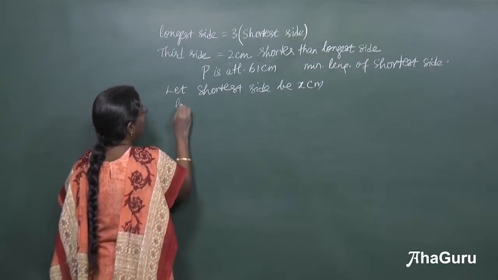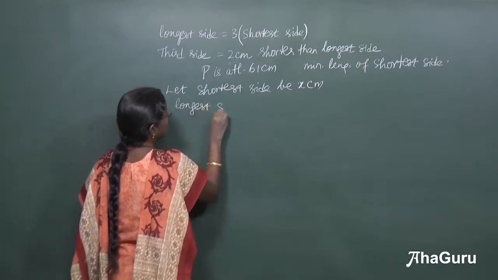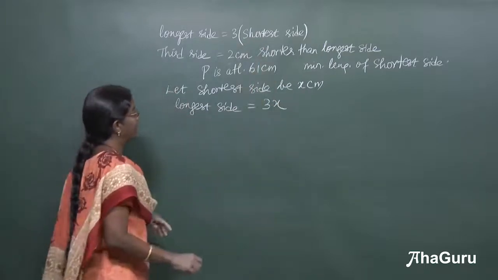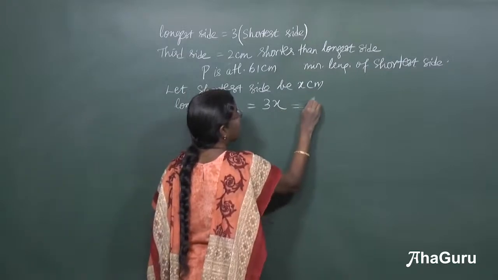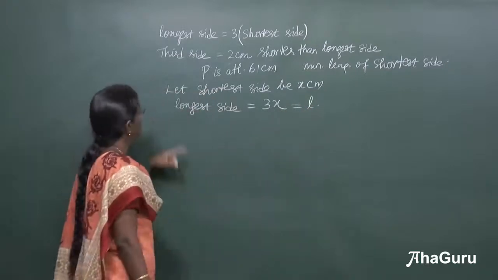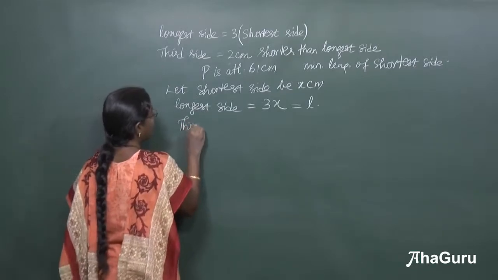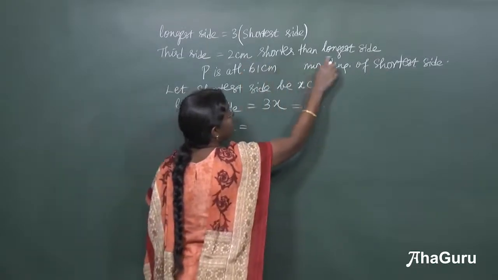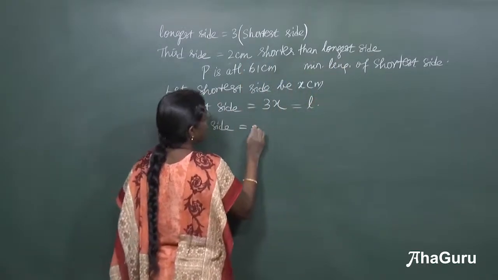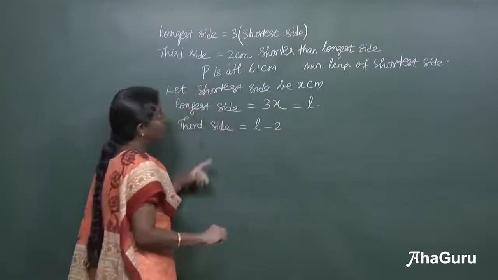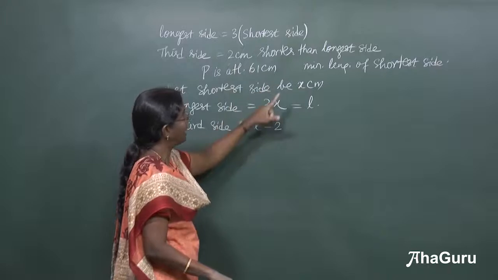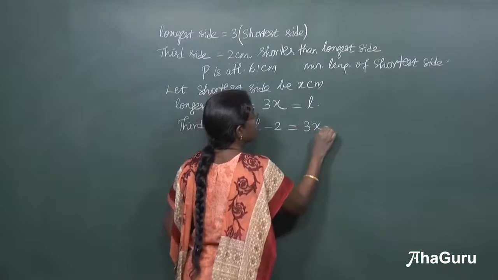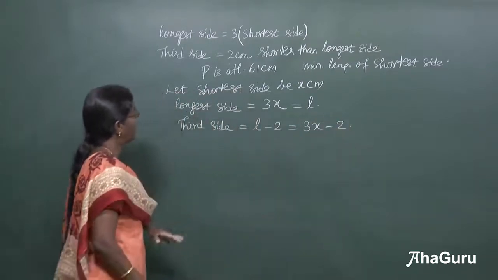Now the longest side will be equal to 3x, that is what is given, 3 times the shortest side. I will represent the longest side as L here. The third side of the triangle is given to be 2 centimeter shorter than the longest side, that is it is L minus 2. L we have got as 3x, so it will be equal to 3x minus 2, right.